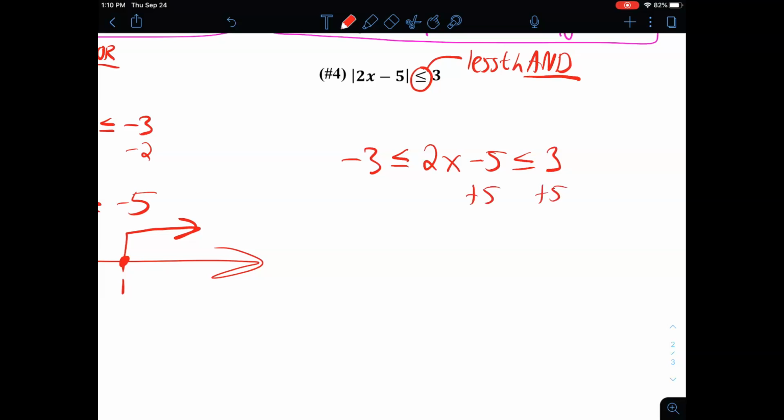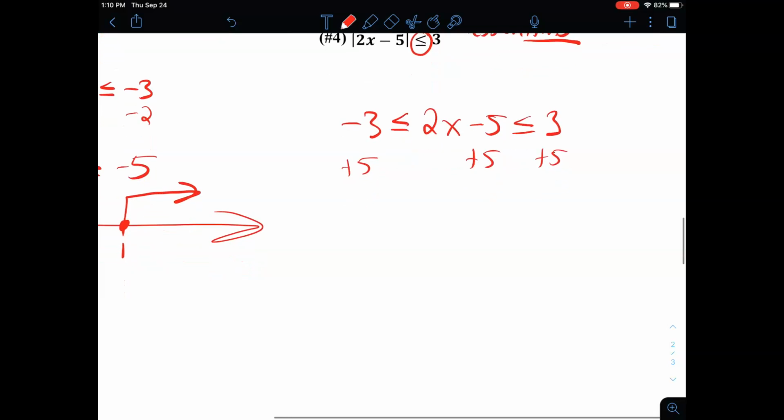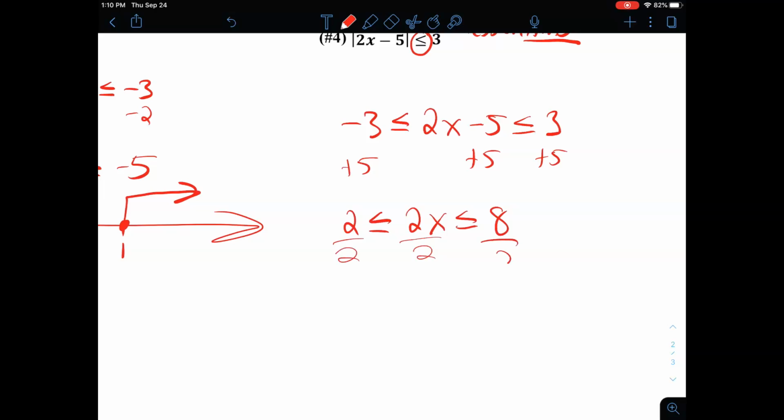We're going to add 5 to all 3 sides. Negative 3 plus 5 is 2, less than or equal to 2x, which is less than or equal to 8. Divide by 2. So we're going to get 1 is less than or equal to x, which is less than or equal to 4.